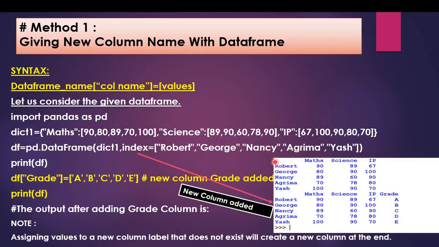Now you can see this data frame. When we give the command print df, it shows this data frame. Now I have added here a new column, grade. You can see here, as per the syntax, the data frame name is df, then in square brackets grade equals the corresponding values for this new column, and the new column grade is inserted here. Assigning values to a new column label that does not exist will create a new column at the end. That means always remember that when you are assigning values to a new column, that column will always be added at the end of the columns.